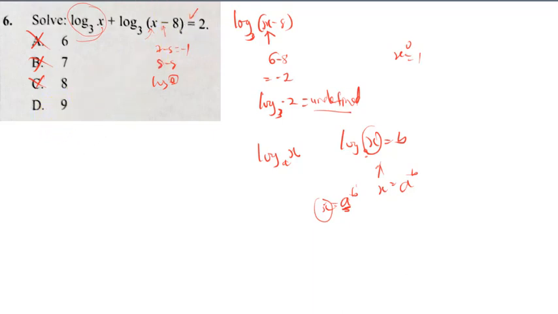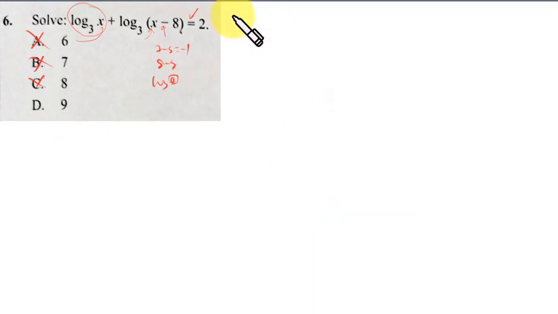Now if you don't believe me, let us solve this and see. Alright, so we have log x base 3 plus log (x minus 8) base 3 equals 2. The first thing we need to check is to make sure that the two logarithms have the same base. We have base 3, base 3. If they have the same base, that is very cool. We can apply the laws of logarithms.